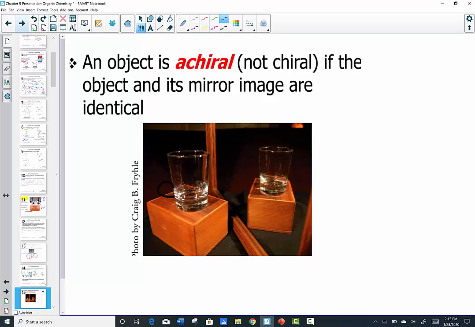So let's really emphasize the definitions of these terms. An achiral object means it's not chiral. It means that it has an identical mirror image. There's nothing unique about the structure to give it a right-handed or a left-handed configuration. So a glass sitting on a wooden box is an achiral object.